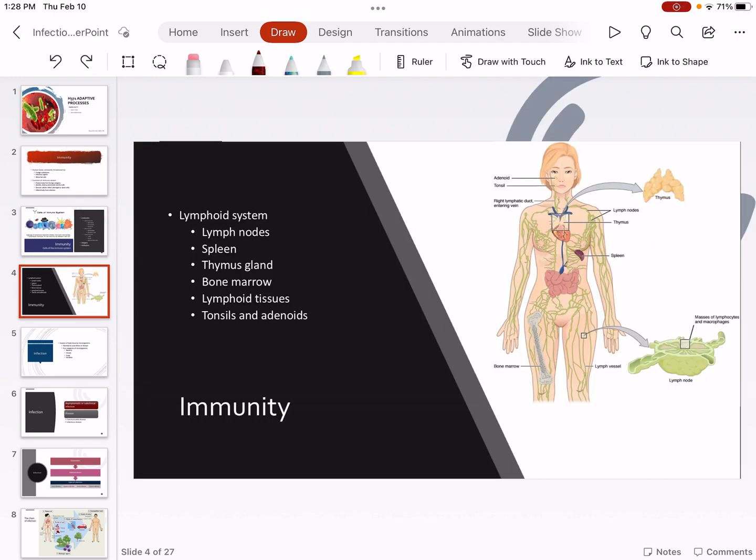The lymph system, or the lymphoid system, plays an important role in immunity as well. The lymph system consists of lymph nodes, the spleen, the thymus gland, bone marrow, lymphoid tissues, and tonsils and adenoids. There's information in your book about these different structures of the lymph system. But basically, the lymph system exists to recover proteins for the vascular system and to protect the bloodstream from invading organisms.